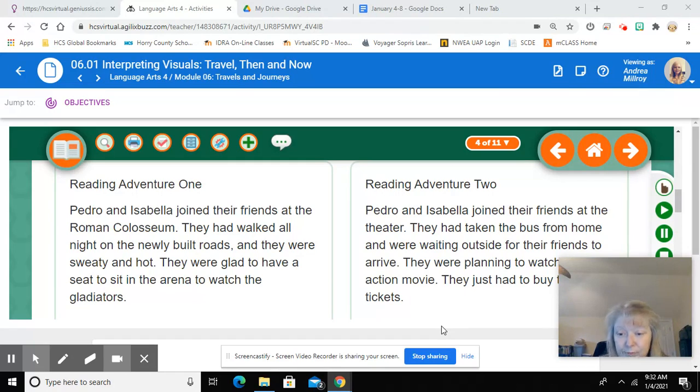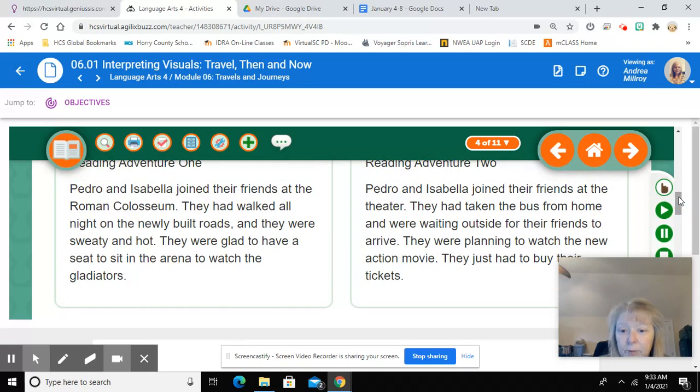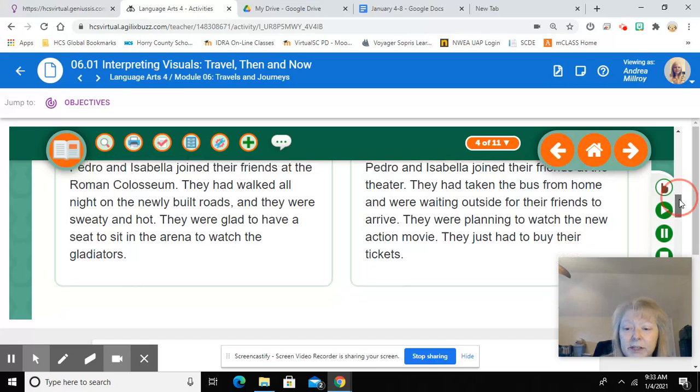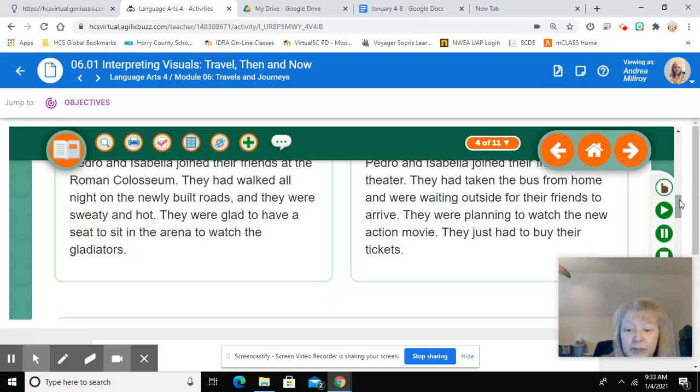Reading Adventure 2. Pedro and Isabella joined their friends at the theater. They had taken the bus from home and were waiting outside for their friends to arrive. They were planning to watch the new action movie. They just had to buy their tickets.